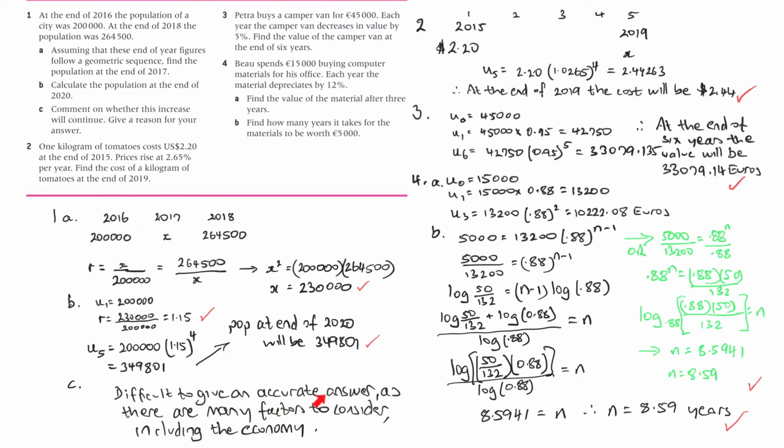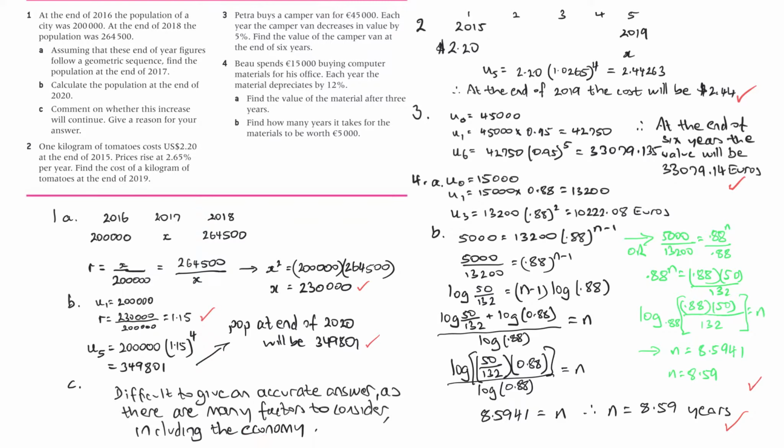Okay, it's difficult to give an accurate answer as there are many factors to consider, including the economy. Yeah, there's many factors. Again, when we're dealing with living things, it's a bit hard to predict that far in the head. It says whether it will continue, what, forever? Maybe not, huh? So that's what the book says. Basically give an answer that looks something like that, and you should do okay with that.